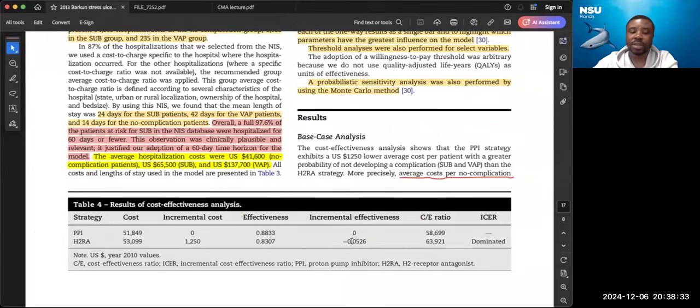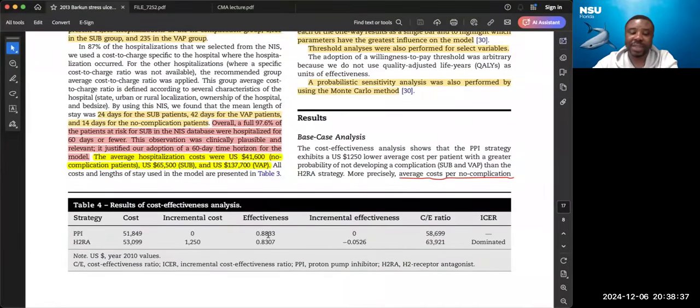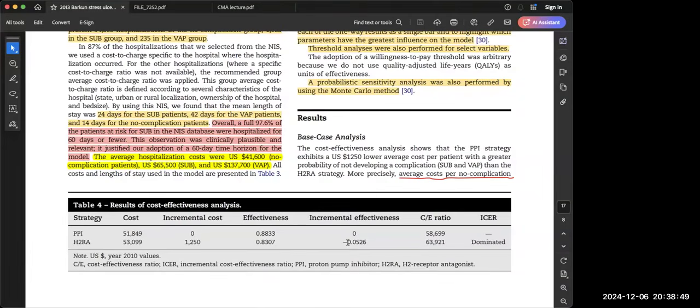So look at the effectiveness. This is the effectiveness here, and this is the difference. You see, this is positive and this is negative. So you pay extra, you get a negative result. You pay extra, and then you get less. That is why the ISA is reported in negatives.